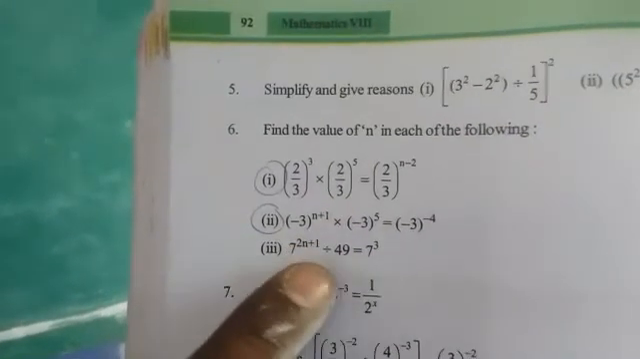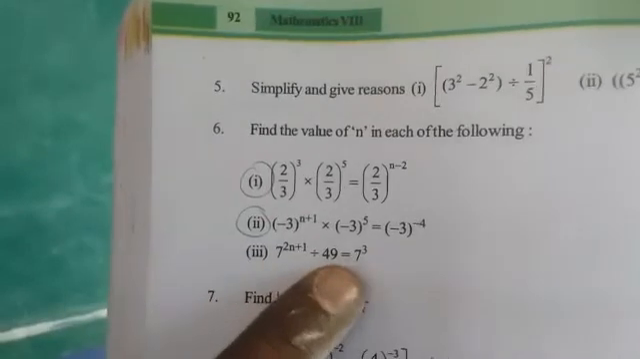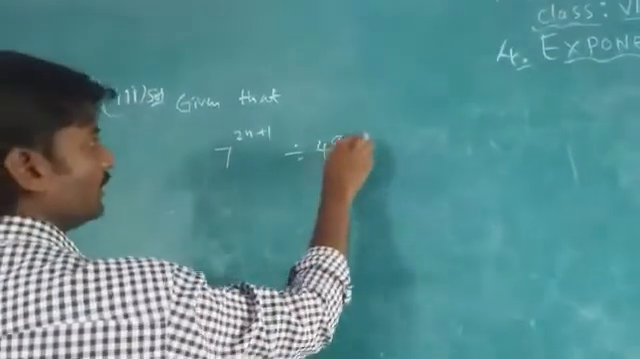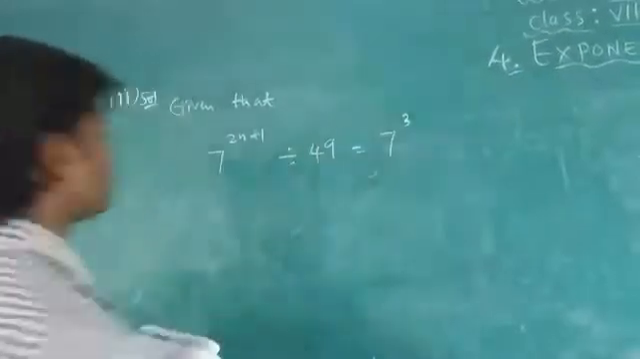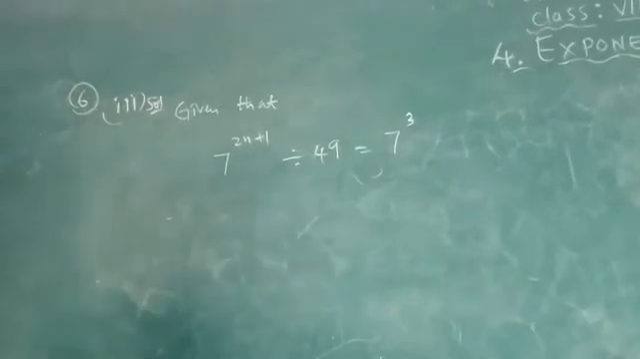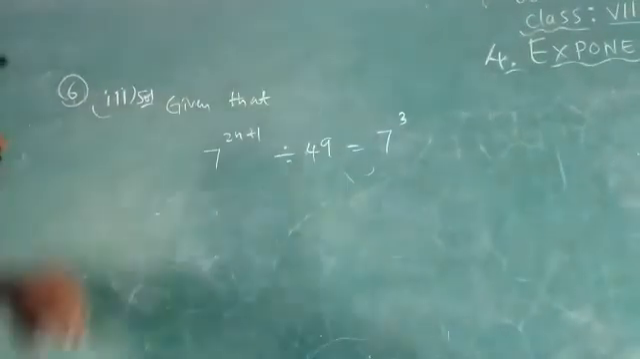Children, do the second problem as homework, beta. Third I am explaining. Very important. 7 to the power of 2n plus 1 divided by 49 is equal to 7 cube. So look at the board, children. Children, homework problems you put in the group, better. Do the homework and take a pic and put it in the group.